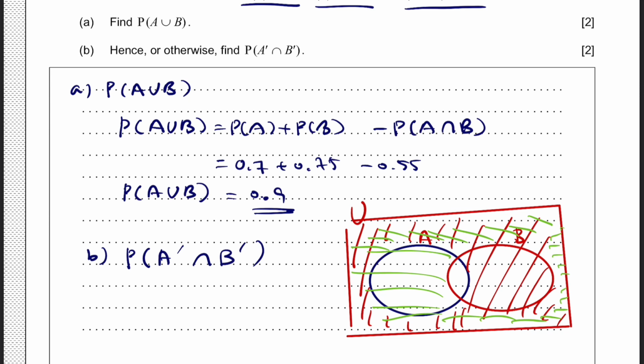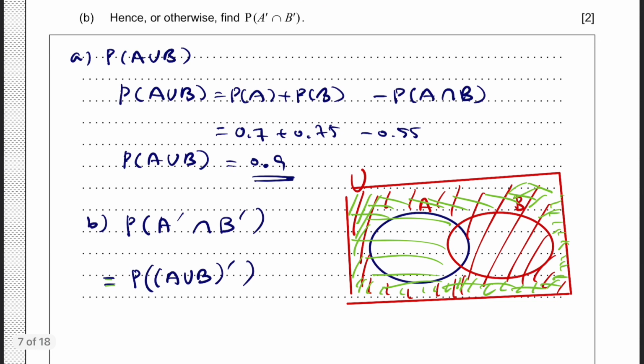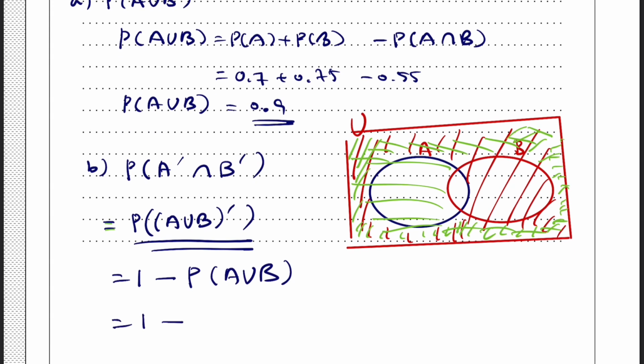Then you can see that only the overlapping part is outside of both event A and event B. So we can say that the probability of A complementary intersect B complementary is the same as the probability of (A union B) complementary, right? Then we know that this is the same as 1 minus P(A union B). So 1 minus P(A union B) is 1 minus 0.9 from question A. So the answer is 0.1.